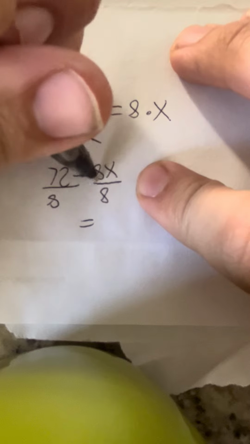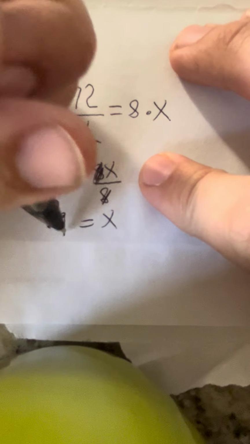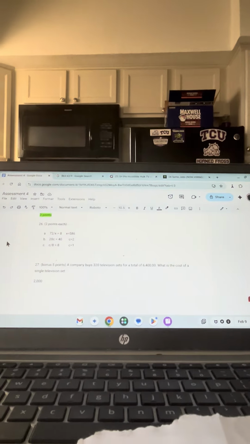So these two cancel, right? Top and bottom cancel. 72 divided by 8 equals 9. So your answer is x equals 9. So no points for that one. That was one of the easy problems that you missed.